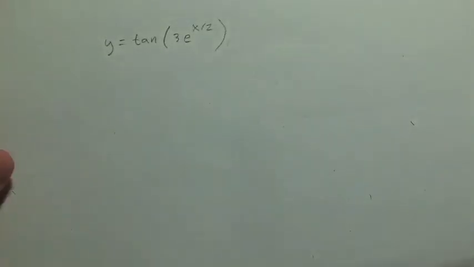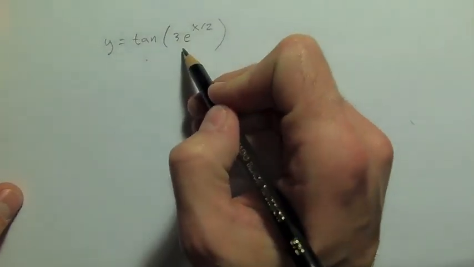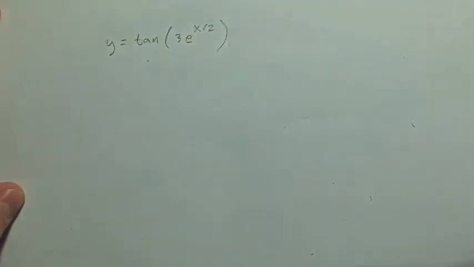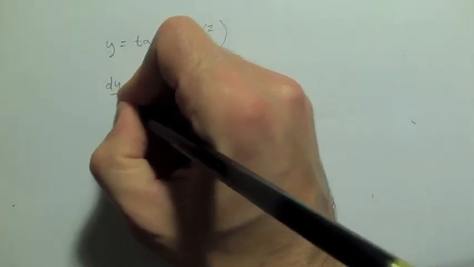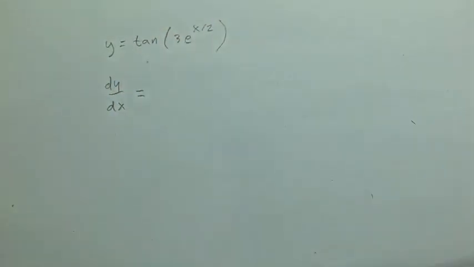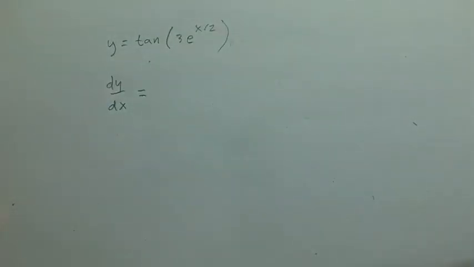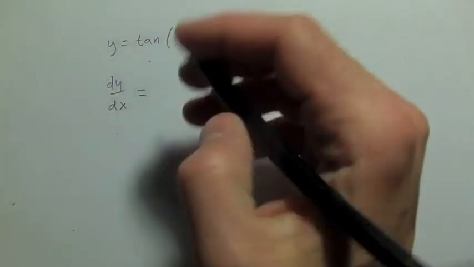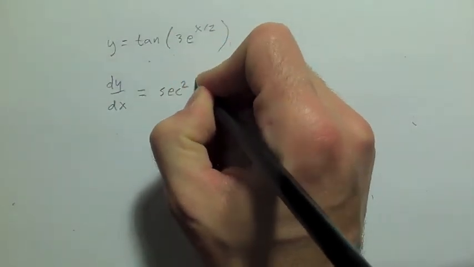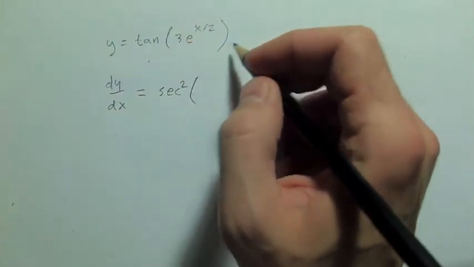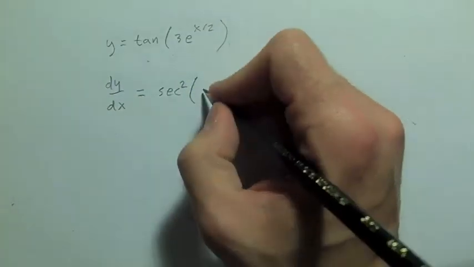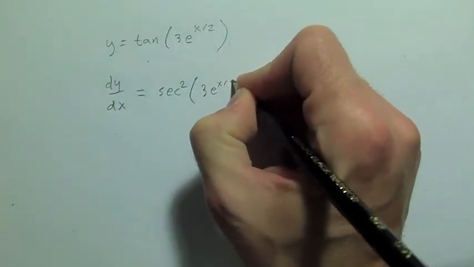Okay, next example, let's say we have y is equal to tangent of 3e to the x over 2. All right, so for this one, this is a tangent of stuff. So what is the derivative of tangent? Go ahead and tell me while I'm talking. Derivative of tangent of stuff is secant squared of that stuff. So a lot of people mess this one up and they'll say secant squared of x and then this, but it's just secant squared of that stuff, right? So you just copy this in verbatim.